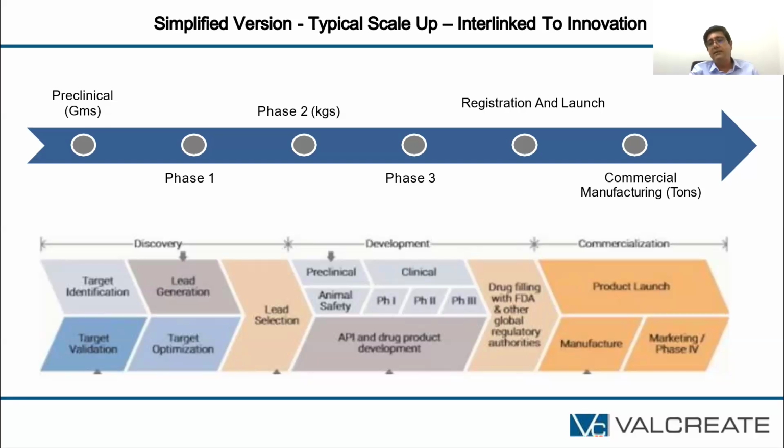Then you start trials. And when you're doing the trials, your quantities go up. Typically trials start from preclinical, animal safety, to phase 1, phase 2, and phase 3. As you move through phases, the number of patients required is much higher, and that is what causes the scale up. So when you're moving from milligrams to kgs to launch, your scale up is happening. Then you file the drug with the FDA, you launch the product and you start manufacturing. That's when you have the commercial manufacturing of the product, and these quantities are in tons. So something which is in grams has now moved to tons.